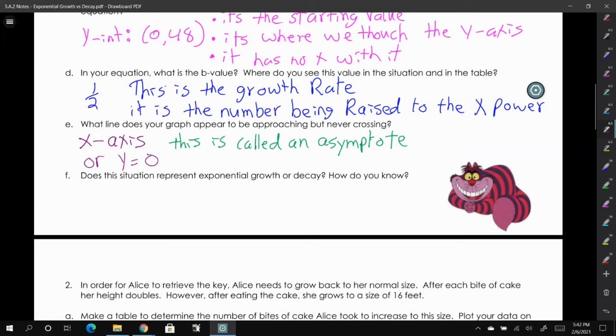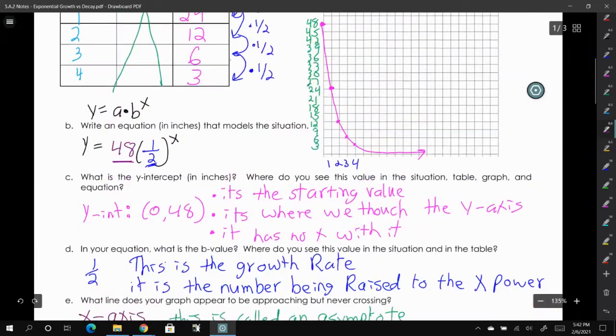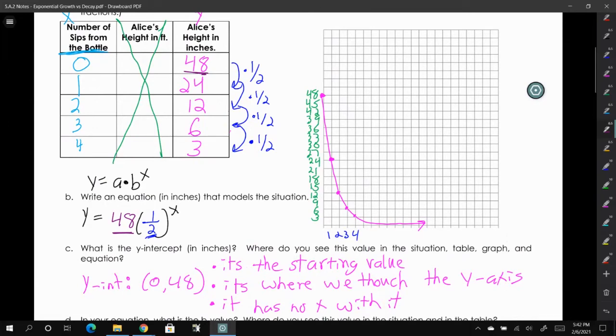Does this situation represent exponential growth or decay? This represents decay. And by looking at the table, you would say all the y values are going down. Or by looking at the equation, your b value is less than 1. So that is how you can tell if your situation is exponential growth or decay. And if you're just given a graph, your graph is going to start large and get smaller and smaller as the x values get larger.